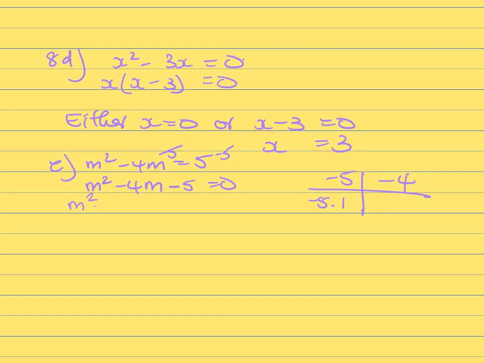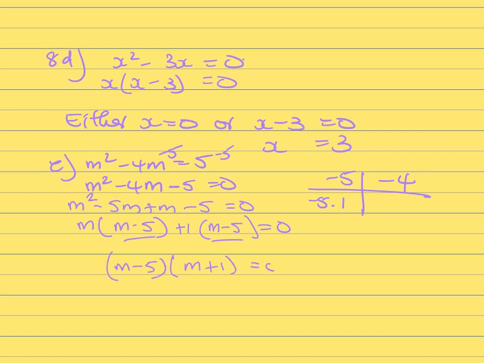So m squared minus 5m plus m minus 5 equals 0. M into m minus 5 plus 1, m minus 5 equals 0. M minus 5 is common to both. M plus 1 equals 0. So either m minus 5 equals 0 or m plus 1 equals 0. So m would be equal to 5 or m would be equal to minus 1.